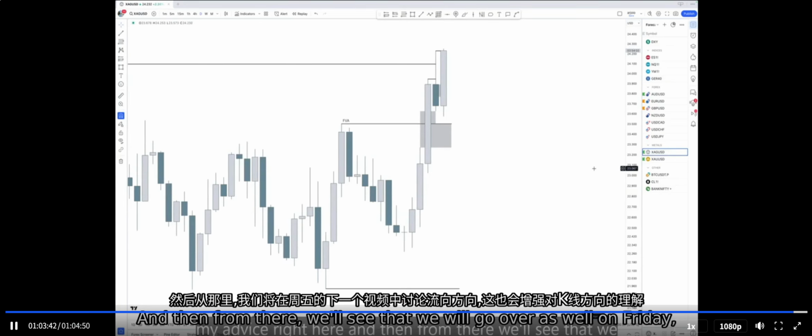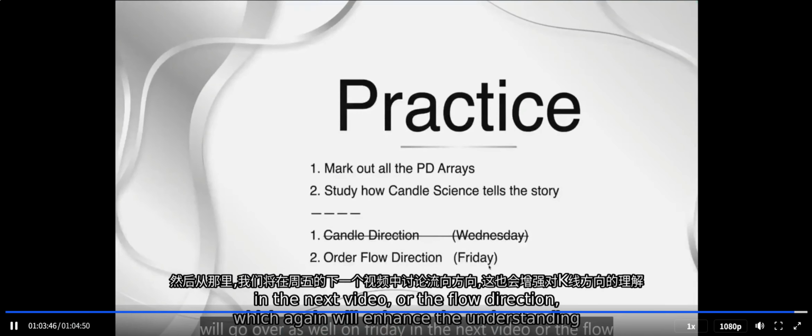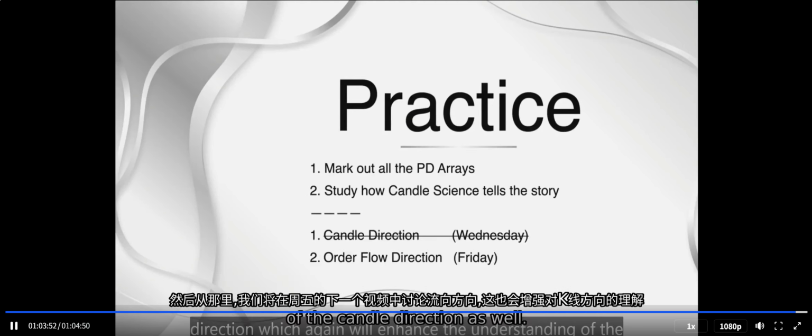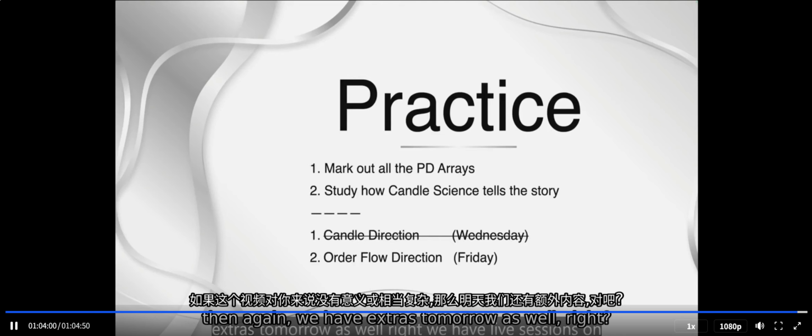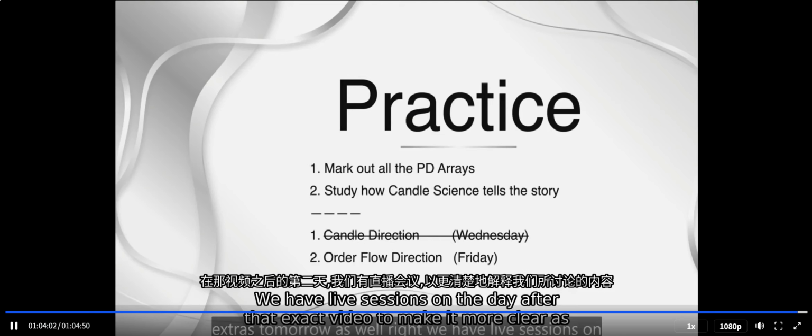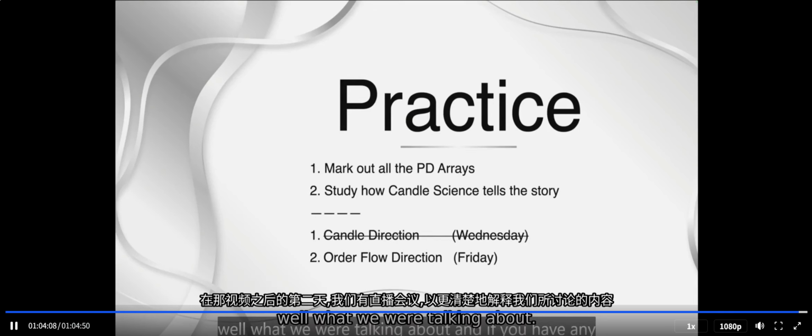And then from there, we will go over on Friday in the next video order flow direction, which again will enhance the understanding of the candle direction as well. If this video does not make sense to you or is quite complicated to you, then again, we have extras tomorrow as well. We have live sessions on the day after that exact video to make it more clear what we were talking about.